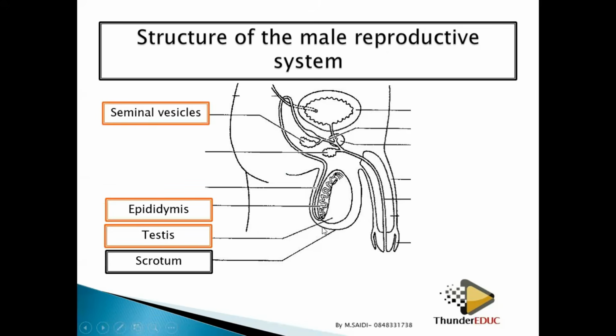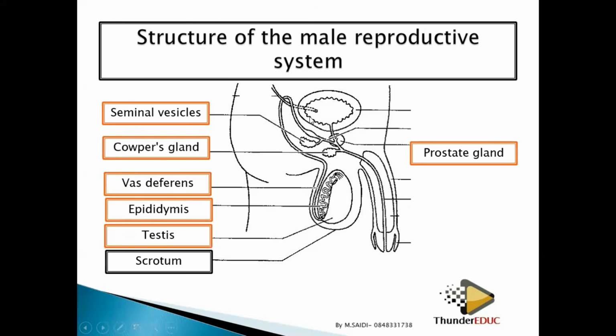Then, when you go like this, we have the seminal vesicle. Seminal vesicle is very important in providing a specific fluid. We're going to see that specific fluid and its function. Then we have the vas deferens. Vas deferens is the tube which gets the sperms from the epididymis and then takes them to the urethra. So this is the vas deferens.